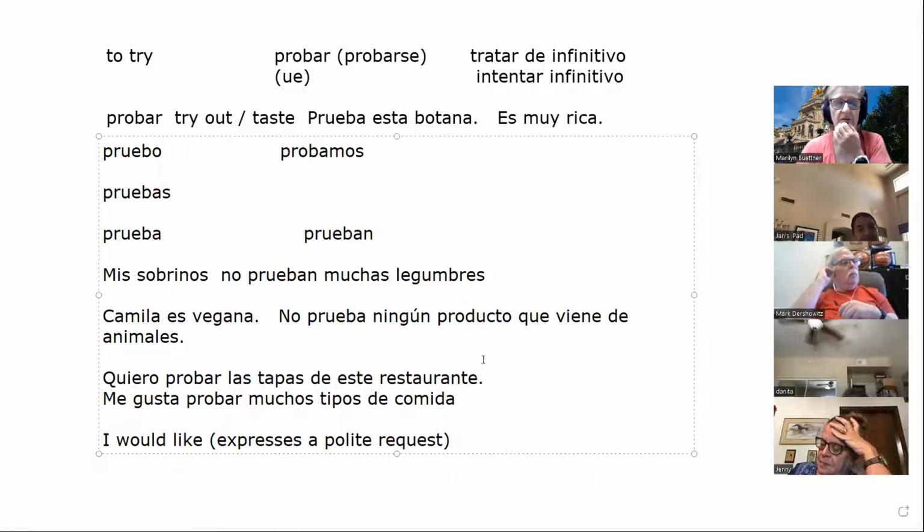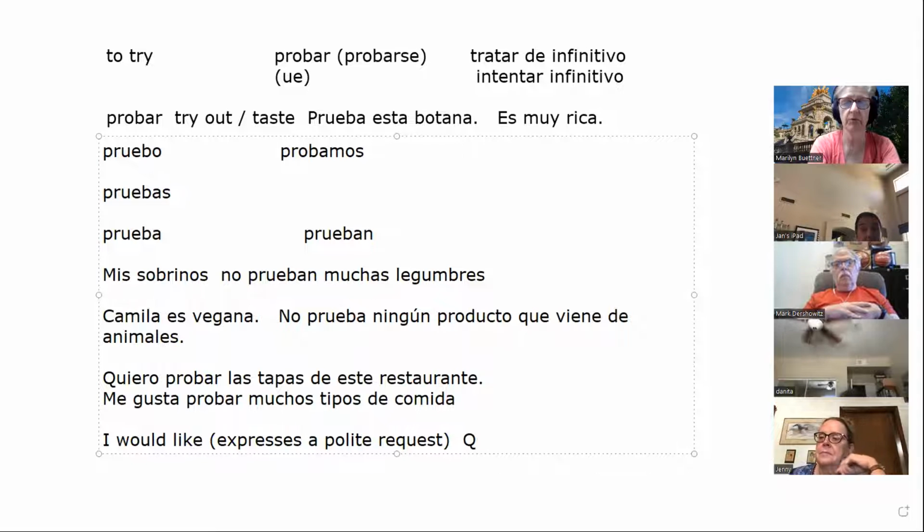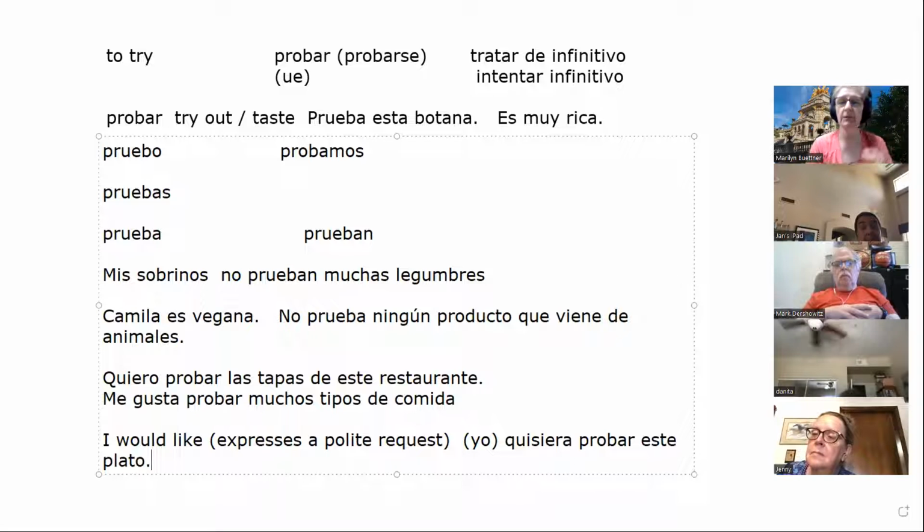Es quisiera. So if you want to say like, but you mean would like, as in you're asking for something, right? In a very polite setting, it would be quisiera. And by the way, you could use or omit the yo. Quisiera, quisiera probar este plato. I would like to try this dish. Quisiera probar este plato.